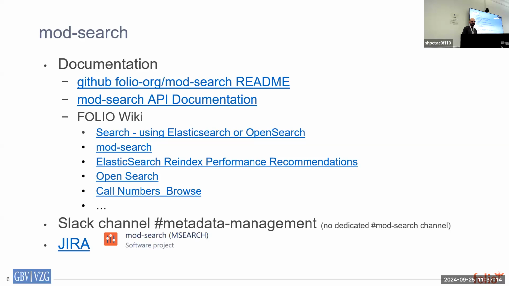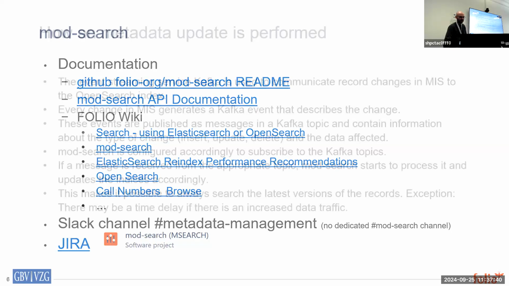Really good, if you have any questions, is always the metadata management Slack channel, because there isn't a dedicated mod search channel, or at least we couldn't find one. So if you happen to know any channel, then please let us know. Maybe there's a close one. And also there is a dedicated Jira project, what's it called? Yeah, in the Folio Jira.